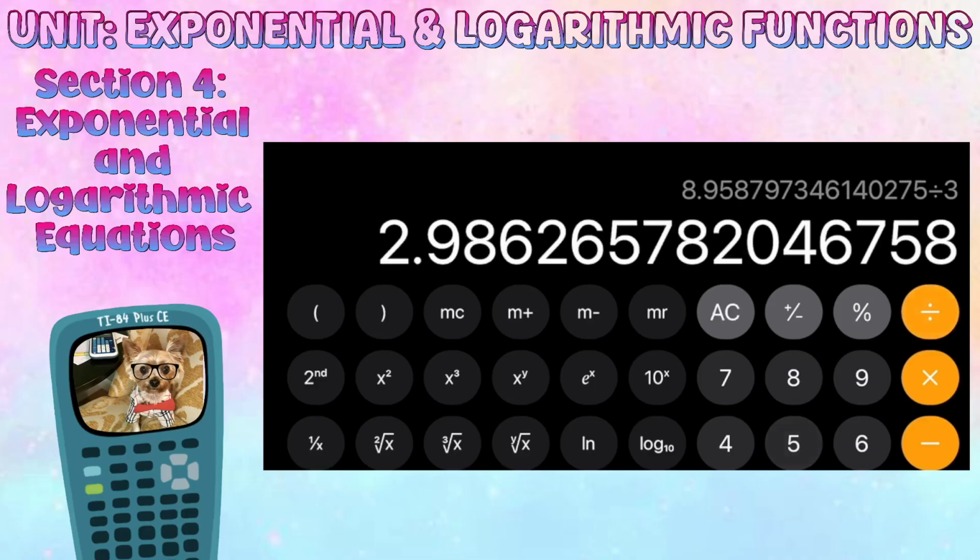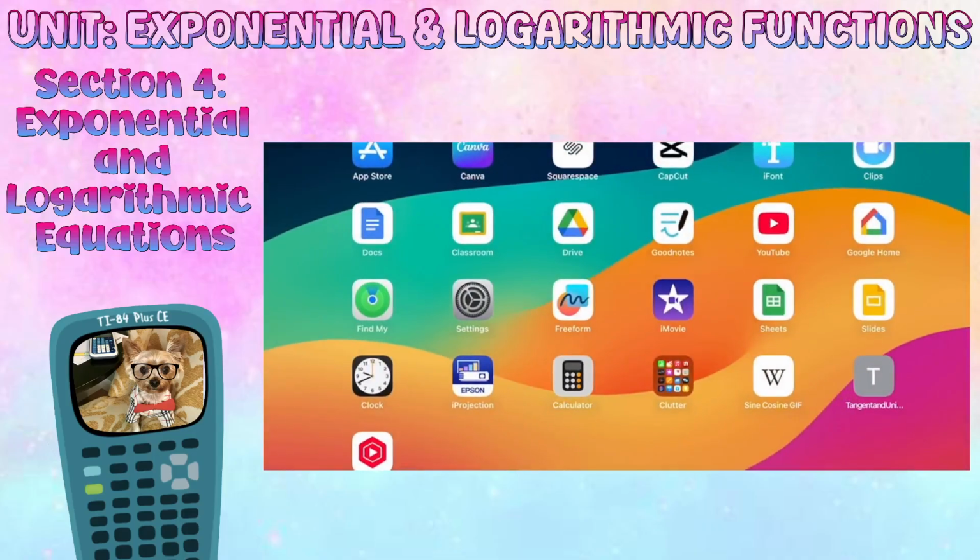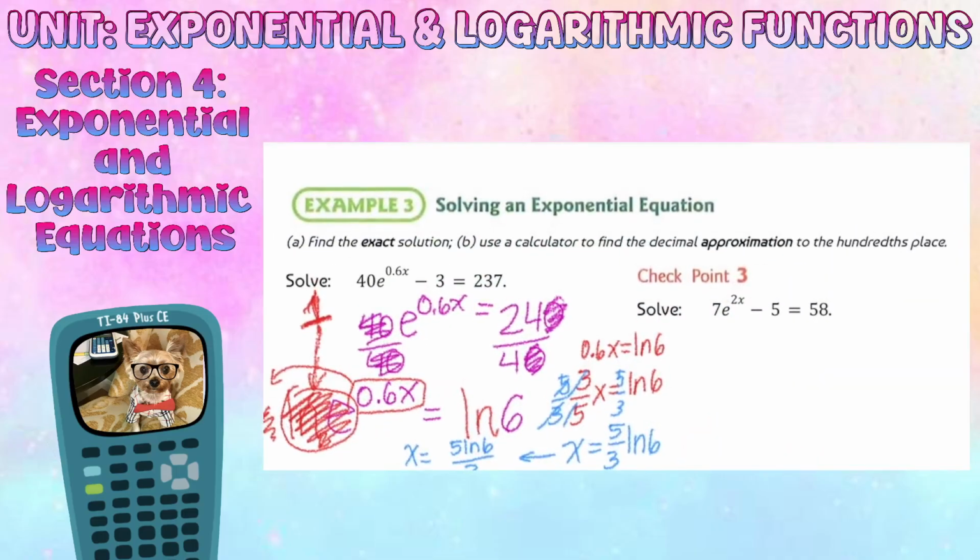I tend to avoid getting fractions in places if I can. Sorry, the calculator cuts off, I'm a little zoomed in. But my decimal approximation is 2.9862. To the hundredths place, that would be 2.986. So the hundredths place is right there.